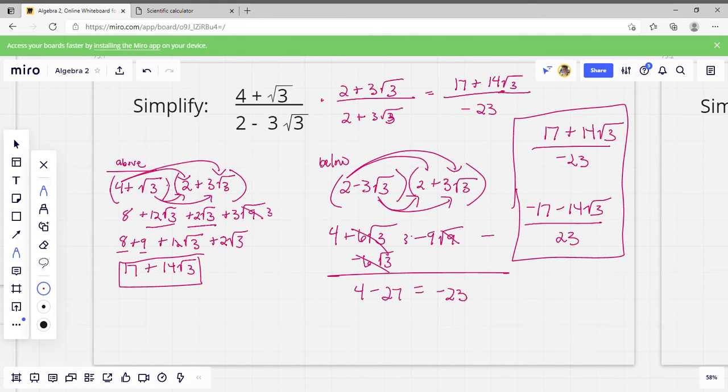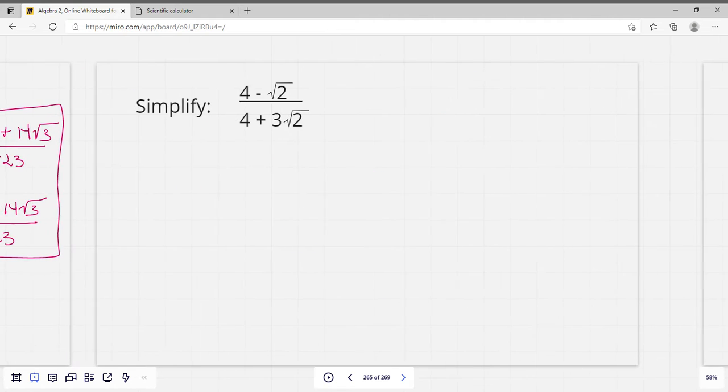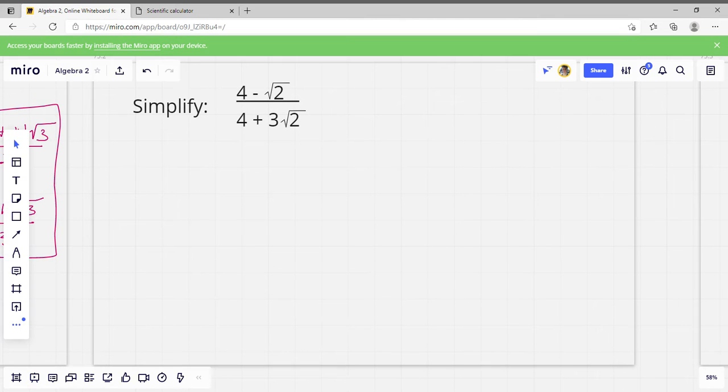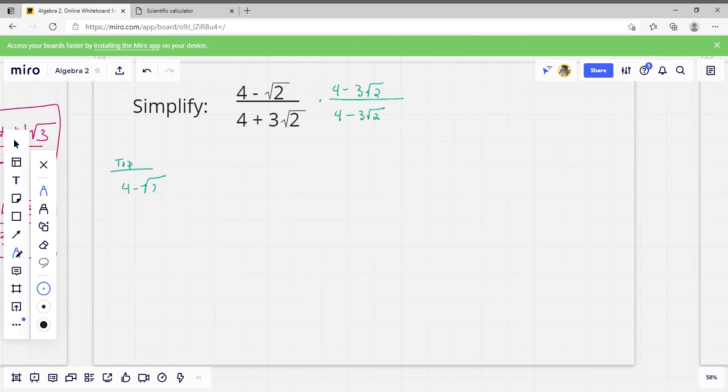All right, let's try another one. We're going to multiply the top and the bottom by the conjugate. The conjugate of this, we're just going to change the sign in the middle. So we've got 4 minus 3 times the square root of 2 over 4 minus 3 times the square root of 2. I'm going to do my top first: 4 minus the square root of 2 times 4 minus 3 times the square root of 2.